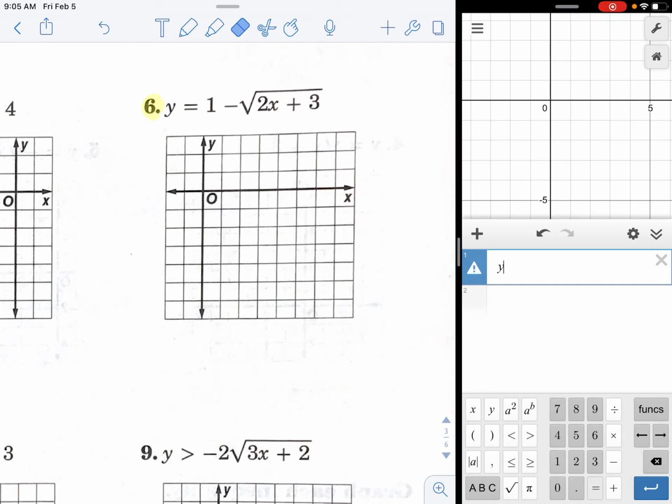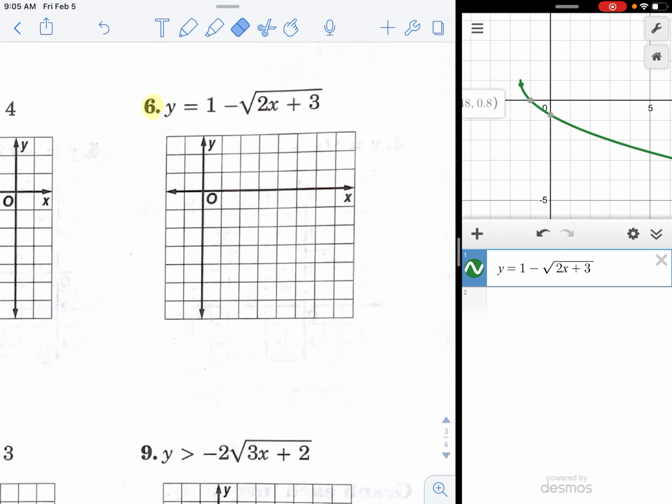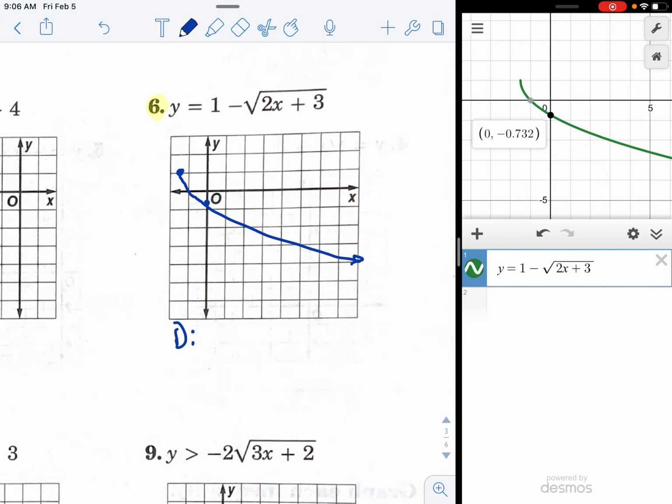Y equals 1 minus square root 2x plus 3. All right, look at that. So first of all, what is that point? Negative 1.5 comma 1, right about there. And what's that point? 0.7-ish, so kind of like so. There's my graph.